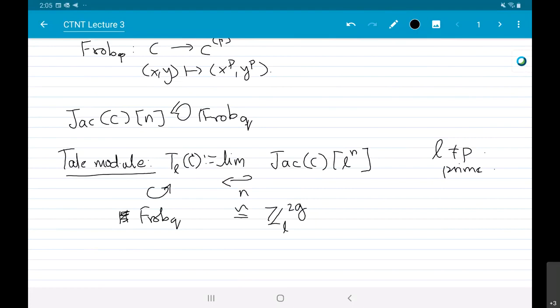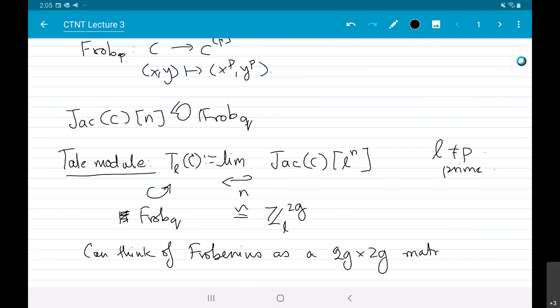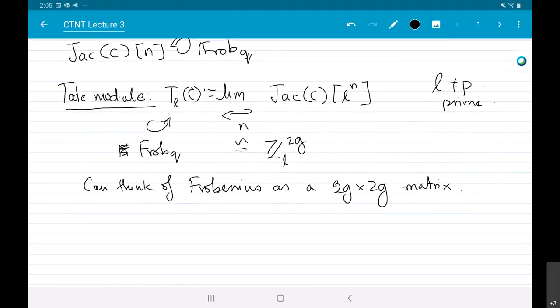And so what you end up with is, you can think of Frobenius as a 2g cross 2g matrix. So again, just as in the elliptic curve case, where you had a 2 by 2 matrix, here you've again linearized your problem by thinking of this as a 2g cross 2g matrix. Okay. Any questions about this?